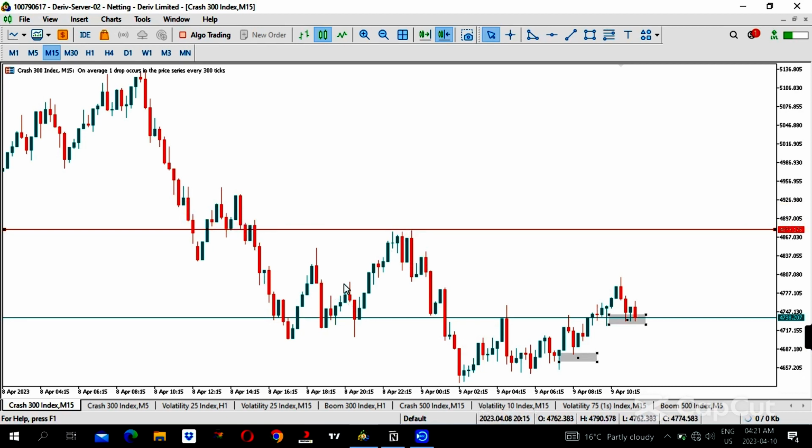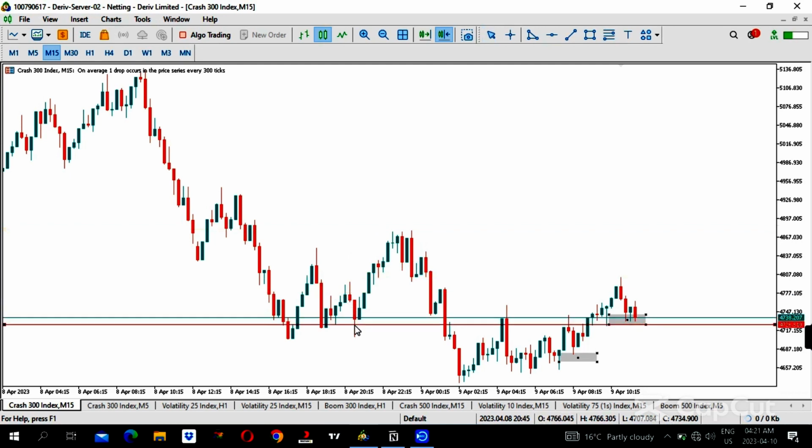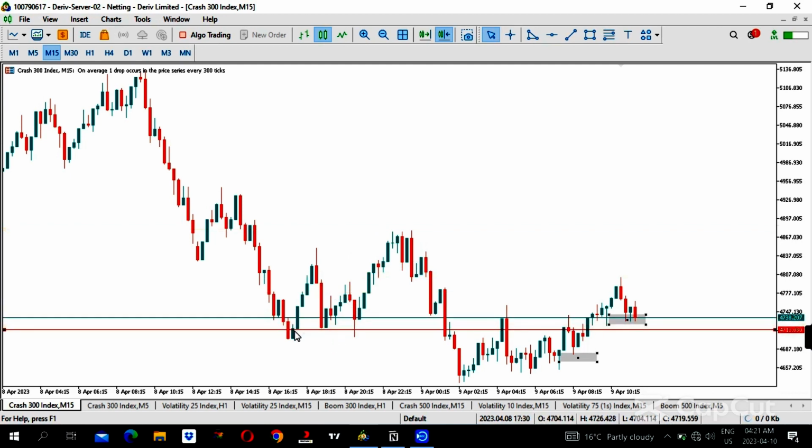This right over here is a support zone. Why? Because it's pushing the market upwards. We've got 1, 2, 3, where it's pushing the market upwards. So that's just how you mark your support and resistance.